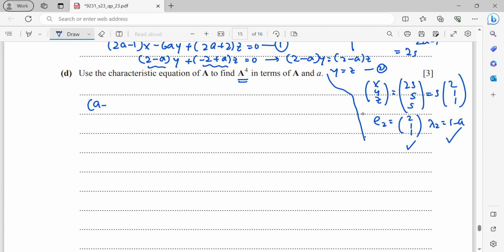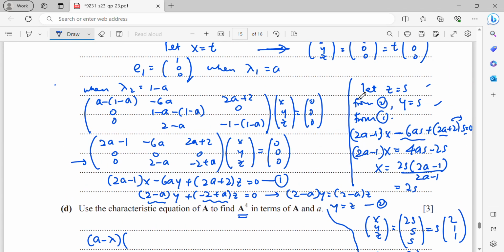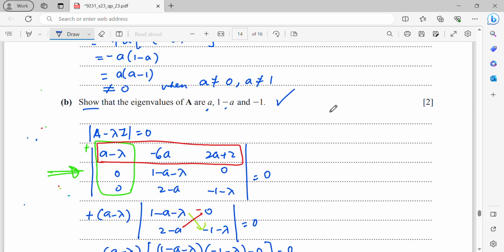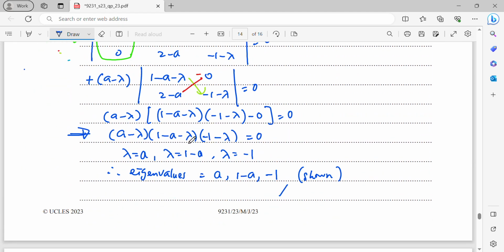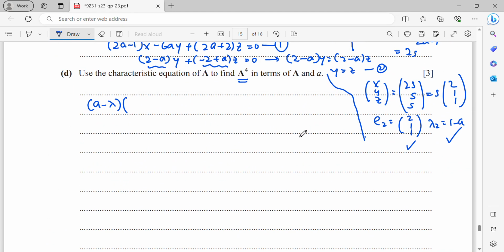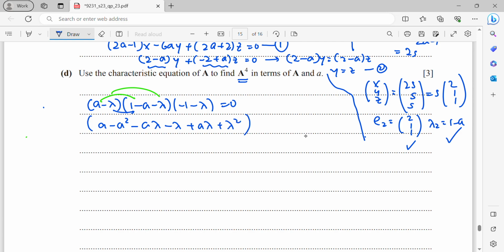So A minus lambda I, then 1 minus A minus lambda, minus 1 minus lambda. So 1 minus A minus lambda, then minus 1 minus lambda equals 0. Okay, so here I will do expansion. Now I will expand the first two brackets first. When you do expansion, you will get A minus A squared minus A lambda. Then the minus lambda times the bracket will be minus lambda plus A lambda plus lambda squared. So all of this multiplied with minus 1 minus lambda equals 0.